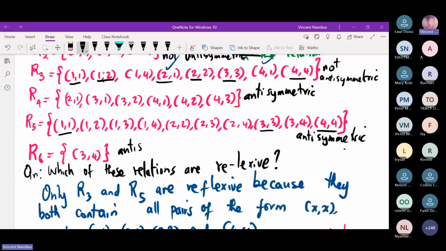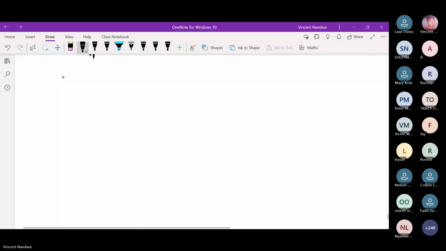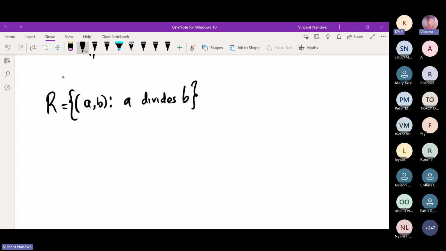Then let's go to that. You remember what we used to say, that a relation R where... those who are making noise, can you kindly concentrate? If you are not for this one, you actually go out.